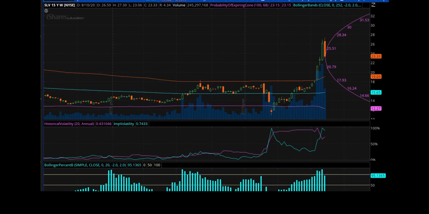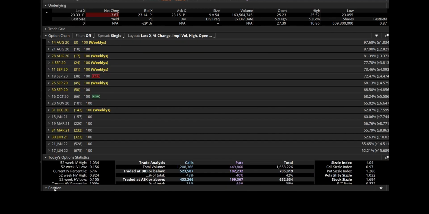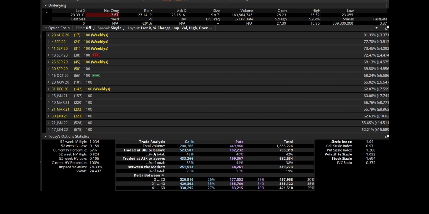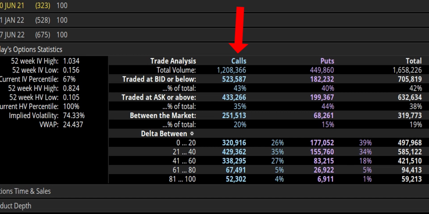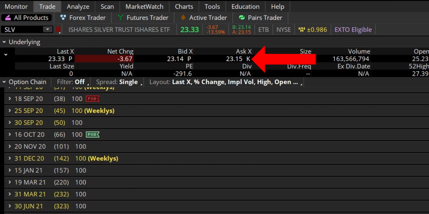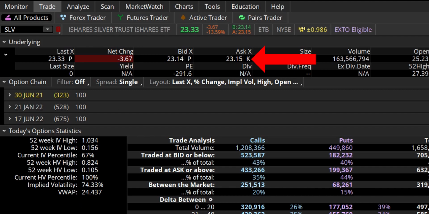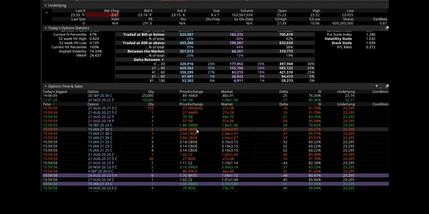When you go to the option chain, you can see all the quotes, okay? And then here you can see the option stats. 1.2 million calls traded today, almost 500,000 puts against 163 million shares. And you can see it's actually trading lower after the close. Then down here, we have time and sales. This shows you all the trades that happened during the day.